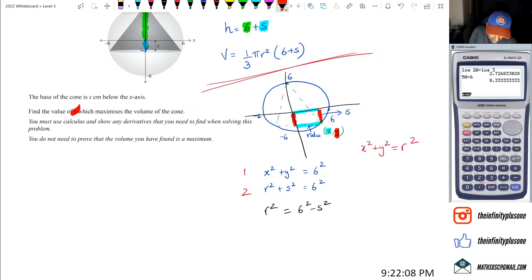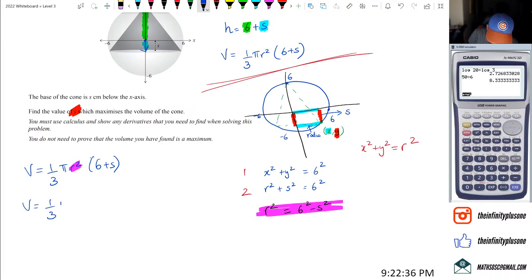It actually says find the value of s which maximizes the volume of the cone. So it'll be really awesome if we can leave your volume equation in s. So I'm going to rewrite the volume equation, which is 1/3 pi r squared times, I think we had 6 plus s. But because r squared equals 6 squared minus s squared, we can write this as 1/3 pi, 6 squared is 36, so 36 minus s squared, and 6 plus s.